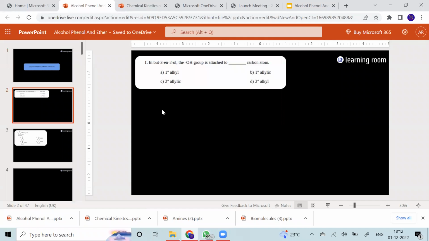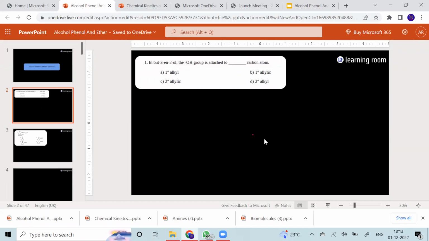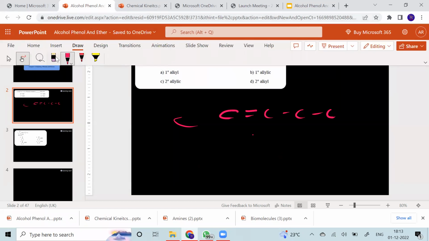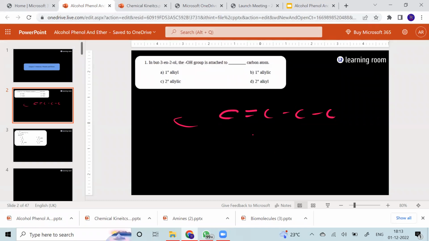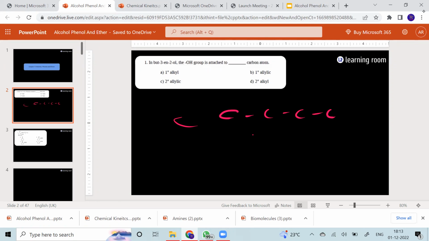In but-3-en-2-ol, the OH group is attached to a dash carbon atom. Now let us write a structure first. Let me just draw. So let us write butane, we have 4 carbon atoms. In the second carbon atom we have the OH, and in the third carbon atom we have a double bond.